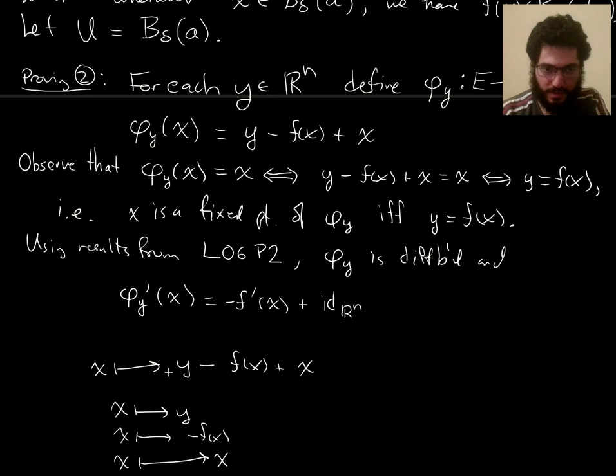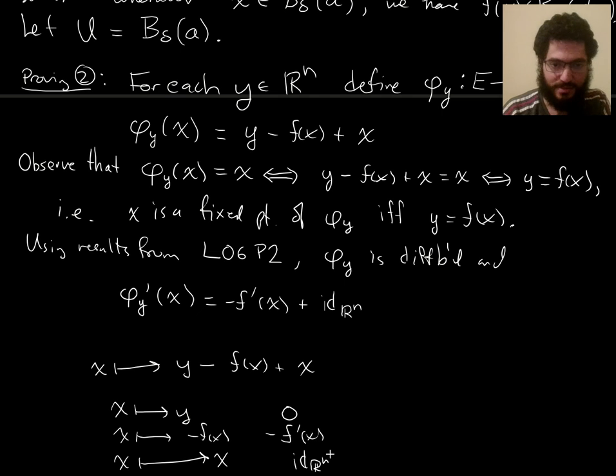So the derivative of this mapping is going to be a sum of three linear maps. The zero linear map, which is what I get when I take the derivative of the constant mapping. The linear map negative f prime of x, which is what I get when I take the derivative of the mapping x goes to negative f of x and evaluate at x. And the identity, which is the linear map I get when I take the derivative of the identity and evaluate at x. So that's where I'm adding these, that's where this is coming from.